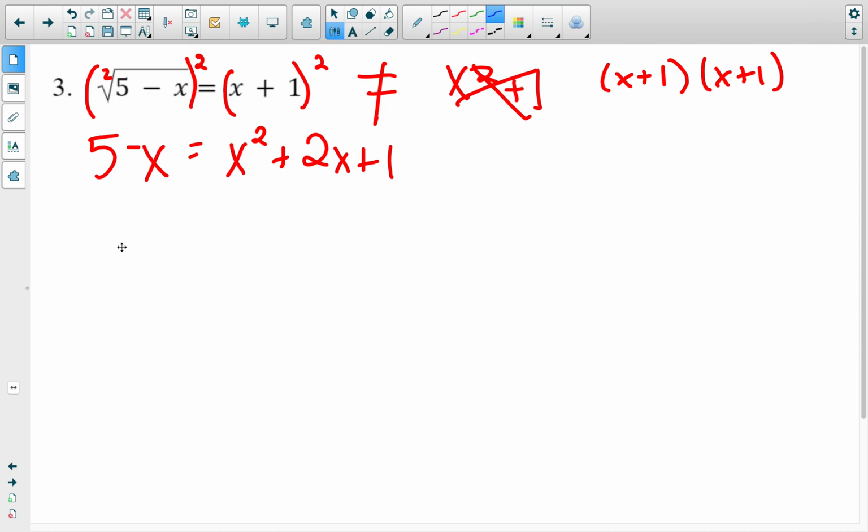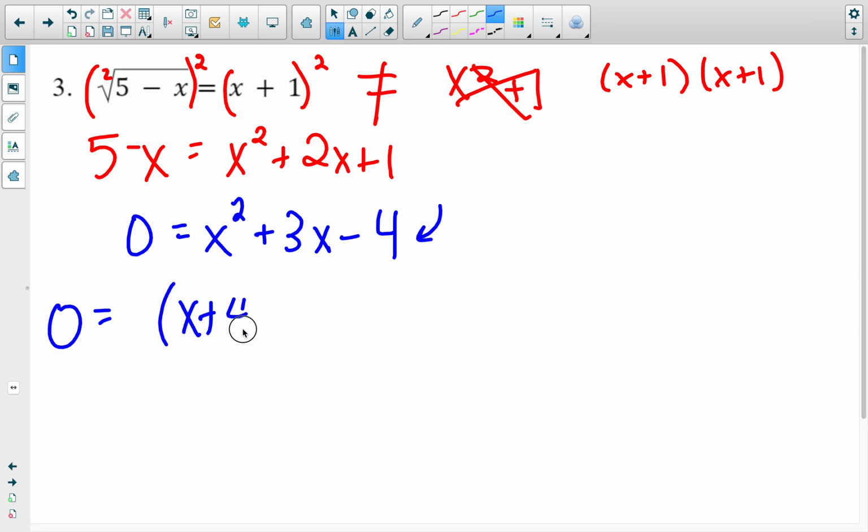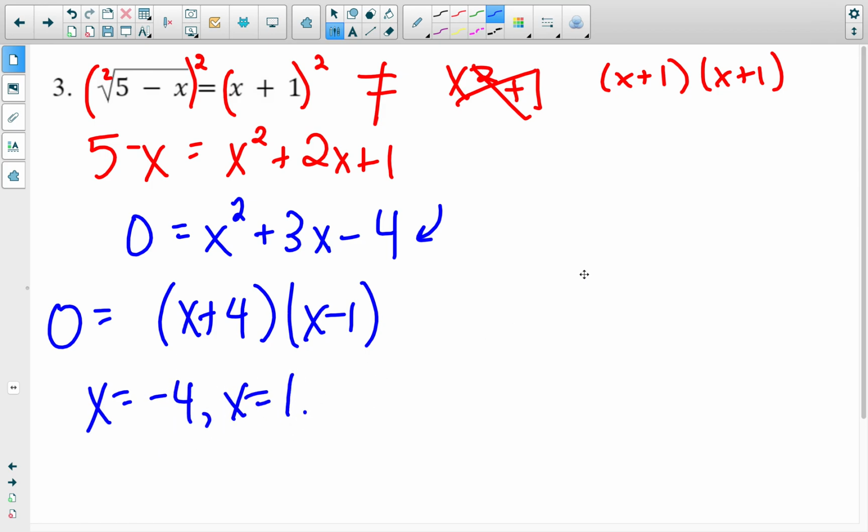And now we're going to solve this like a quadratic. Okay, so we want to set ourselves equal to 0, add x to both sides, and subtract 5 from both sides. And then now we can solve this quadratic using our quadratic methods, right? Factoring, quadratic formula, or completing the square. Let's try factoring. x plus 4, x minus 1 is what we factor into, and that means that x equals negative 4, x equals 1. We need to check both of those. All right, let's check x equals negative 4.